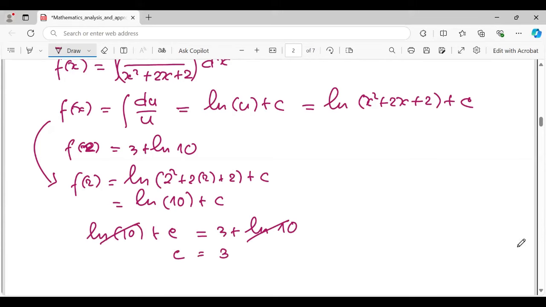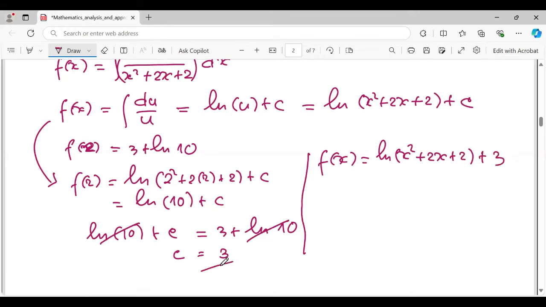So f(x), according to this one, f(x) equals the integral, ln(x squared plus 2x plus 2) plus 3, because c equals 3. So this is f(x).